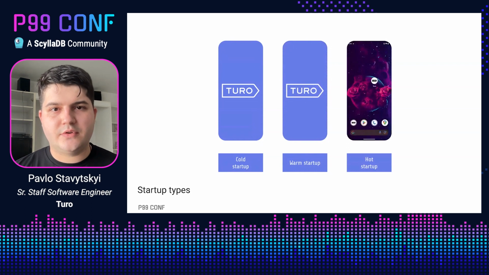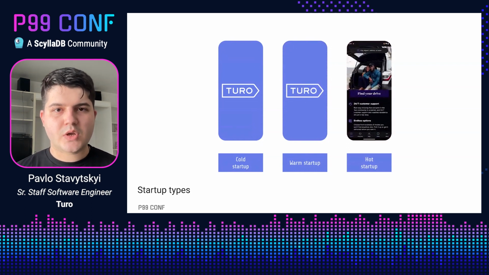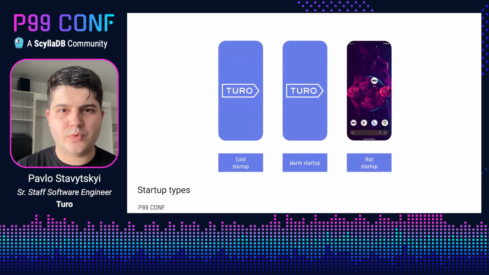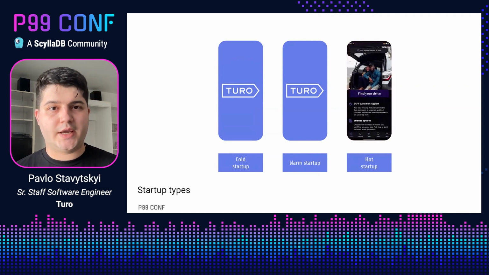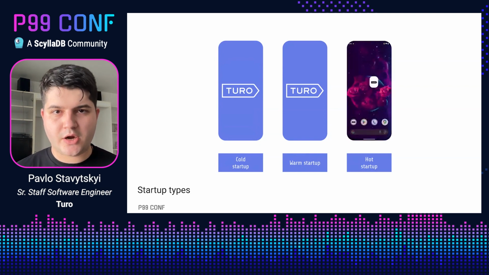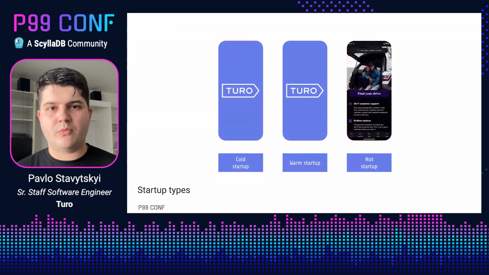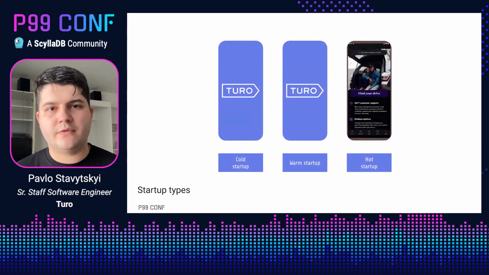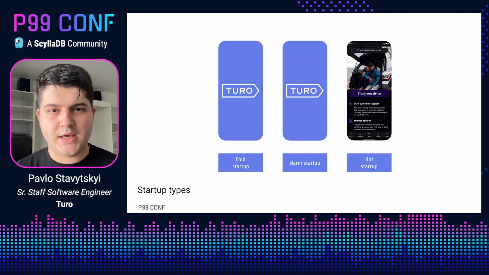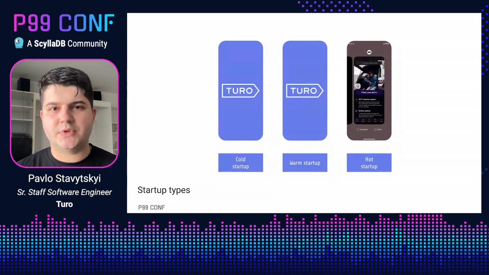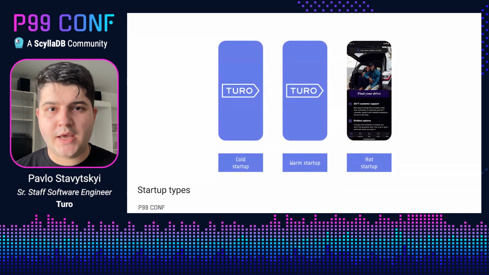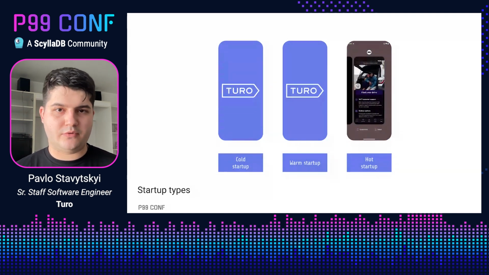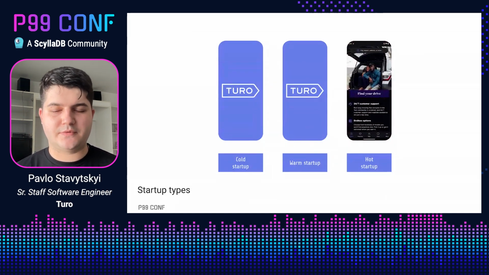And finally, there is a hot startup, which is pretty much the same as warm startup with one difference. So again, you have the application running in the background, but this time when you want to open it again, you don't click on the application icon, but you just restore it from the recent applications on your phone. In this case, the operating system does not initialize anything for your app, and it just brings the app to foreground, which means that this is the fastest type of startup.